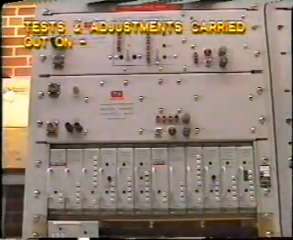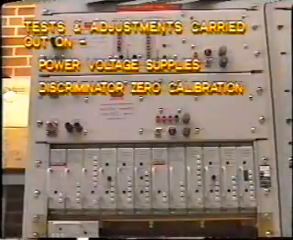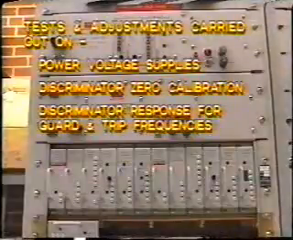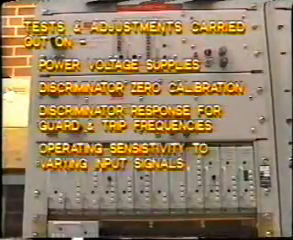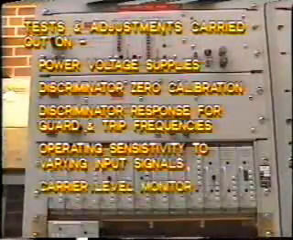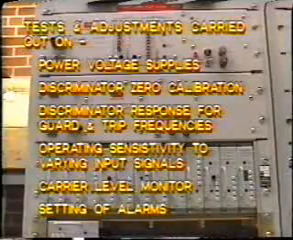The tests and adjustments are usually carried out on power voltage supplies, the discriminator zero calibration, discriminator response for guard and trip frequencies, operating sensitivity to varying input signals, carrier level monitor, setting of alarms. Once again, you must become familiar with your own equipment and associated test procedures.